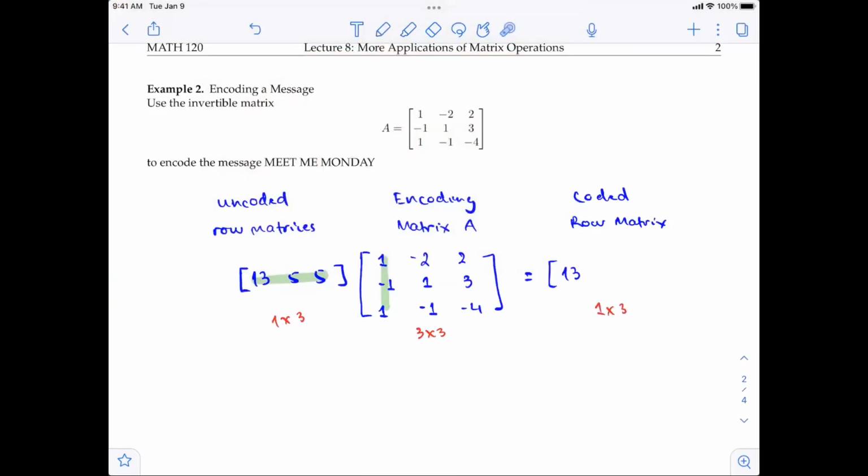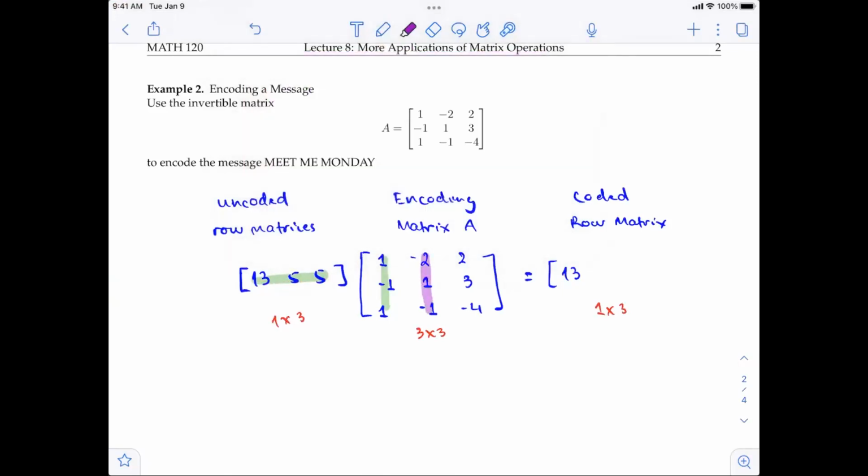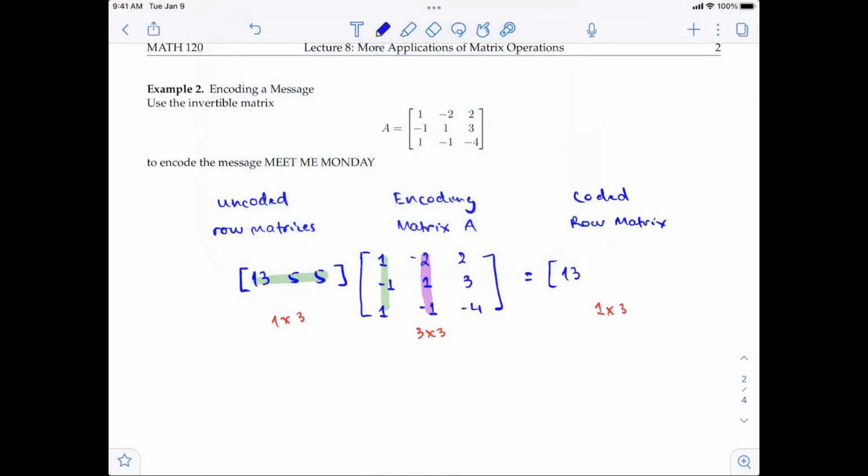Okay, so that is the first entry. The second entry is obtained by taking this row and combining it with the second column of matrix A, and the calculation gives you -26.